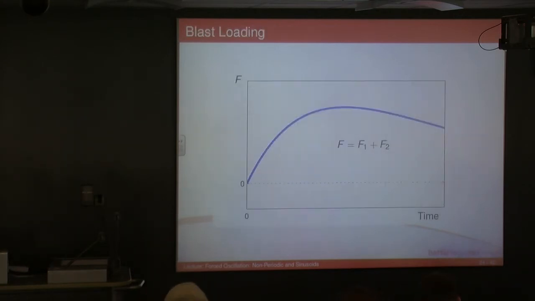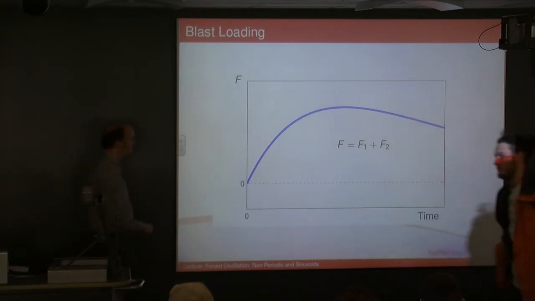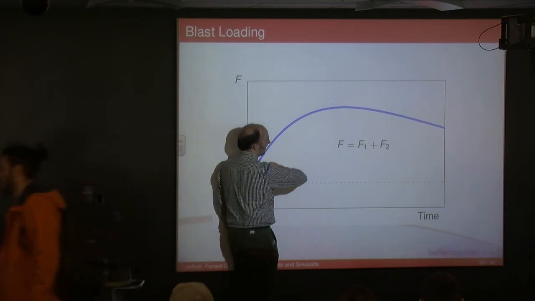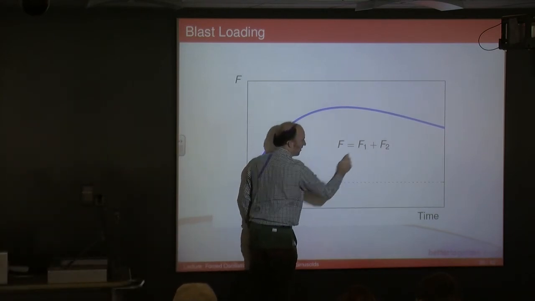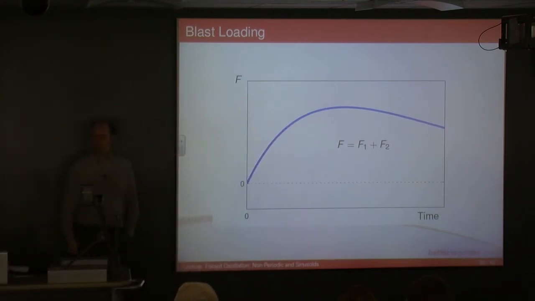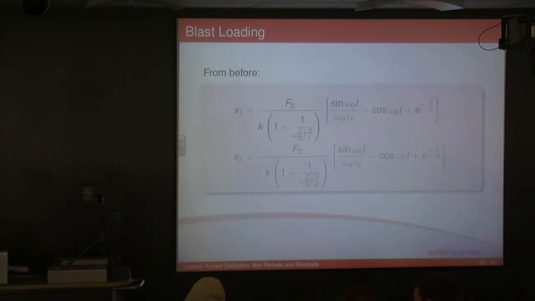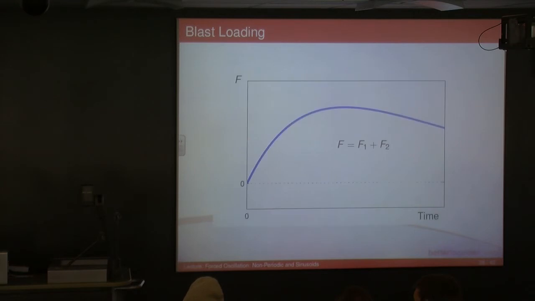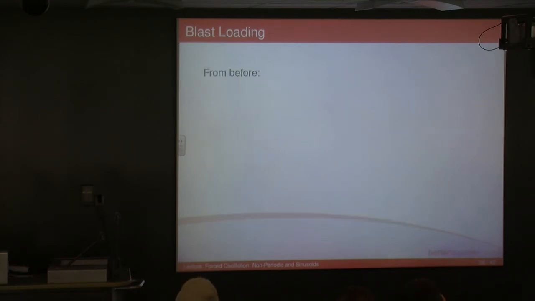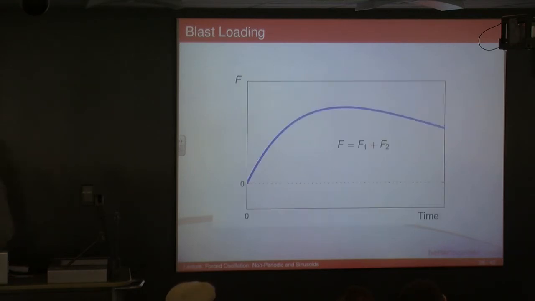The last non-periodic signal is what's called blast loading. Like an explosion or something. And here, the shape of that function is basically two forcing functions added together. And those forcing functions happen to be two exponentials. I didn't actually write that here, did I?